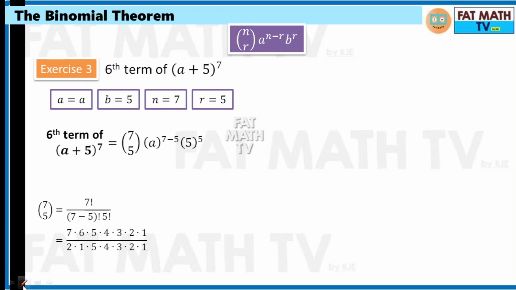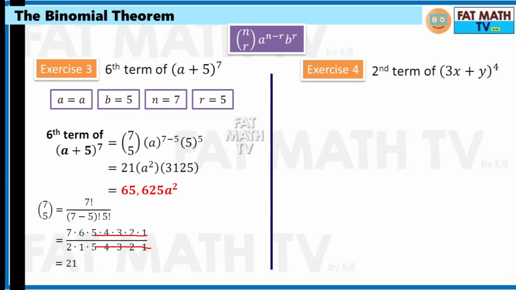We can cancel this and this. We will have 42 divided by 2, that is 21. So 21, a raised to 7 minus 5 is 2, so a squared. 5 raised to 5 is 3,125. You multiply that to 21, you will get 65,625. Copy a squared. So the sixth term of a plus 5 raised to 7 is 65,625 a squared.